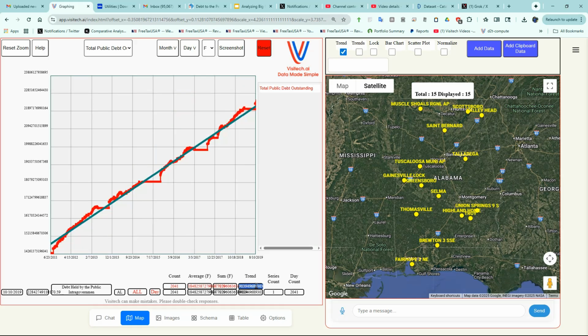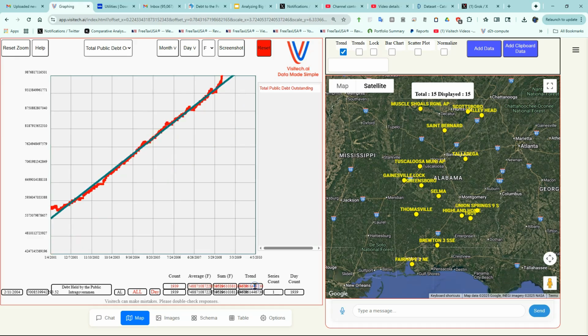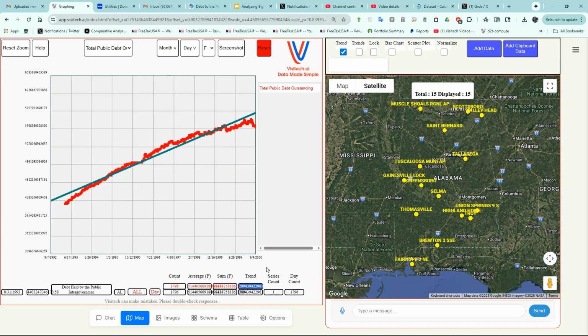From 2011 to 2019, the national debt was growing at a rate slightly less than $1 trillion per year. From 2001 to 2008, the national debt was growing at a rate slightly higher than $500 billion per year. And during the 1990s, the national debt grew at a rate of about $200 billion per year. Now the national debt is growing at a rate about 10 times that, or $2 trillion per year.